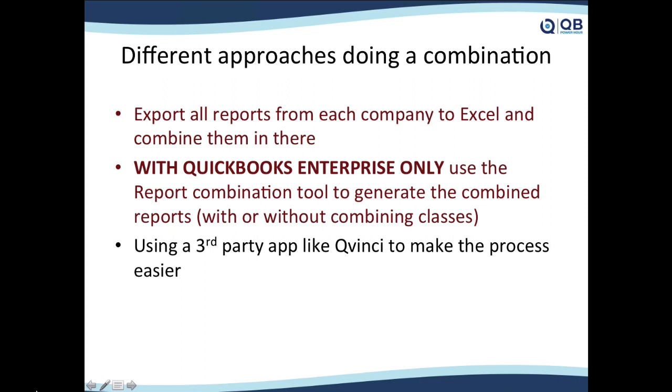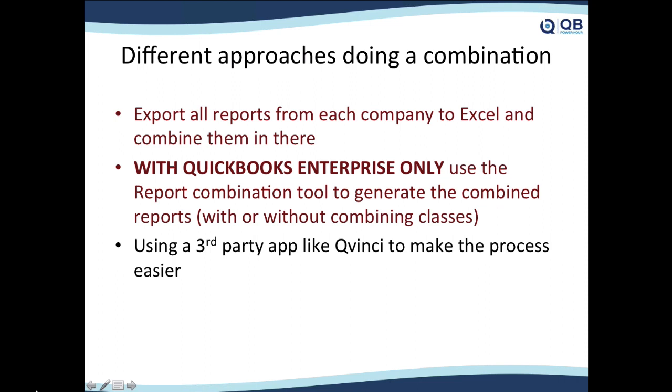We export it to Excel, combine it there. The other tool would be if all the companies are in QuickBooks Enterprise, right? So if you have a combination of QBO and QuickBooks Desktop, this is not going to work really well. And if you got some in Desktop, I guess you could convert it to Enterprise just for the purpose of the combination. And you can actually initiate a combination tool in QuickBooks Enterprise, which is the part that I will demonstrate towards the end of my portion.